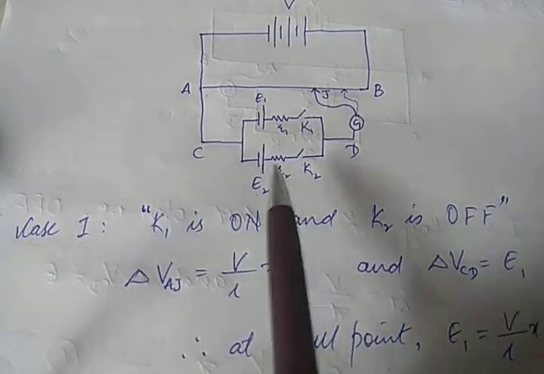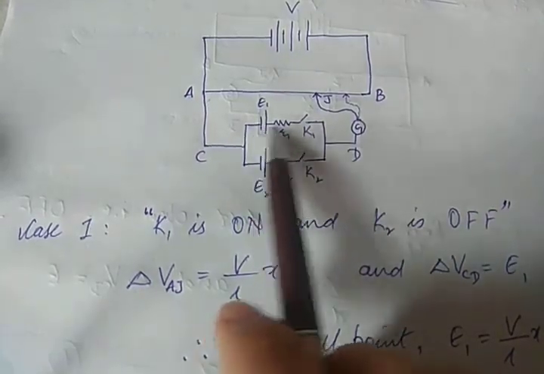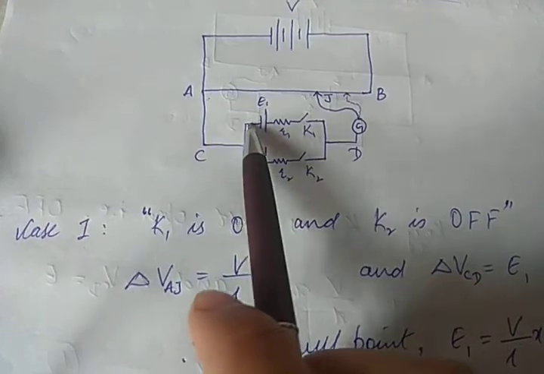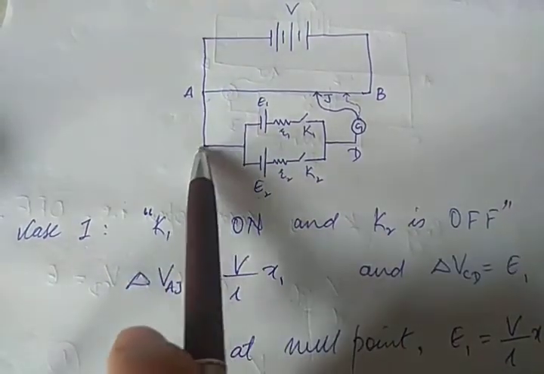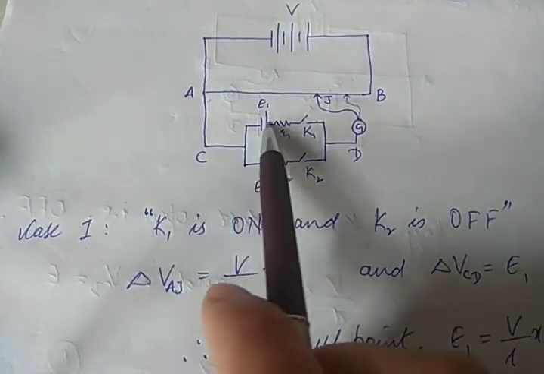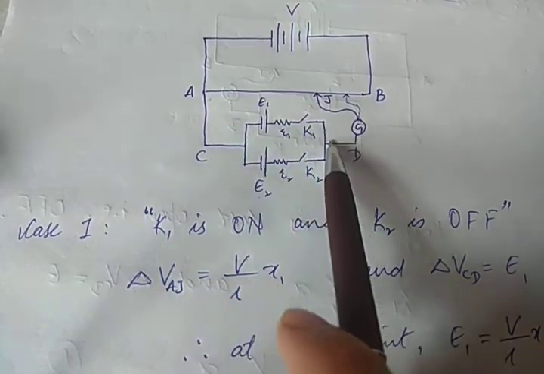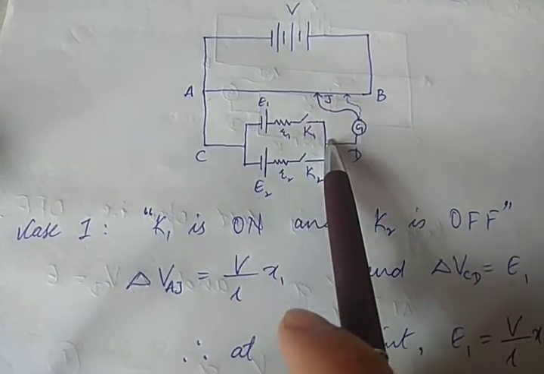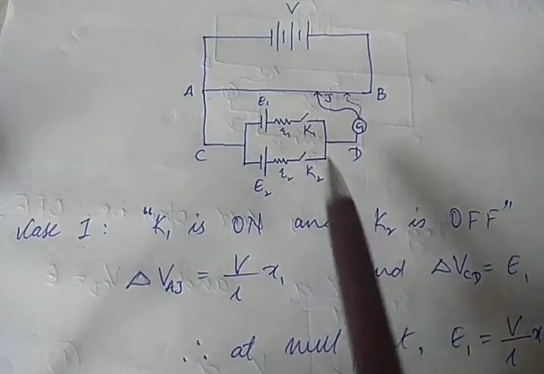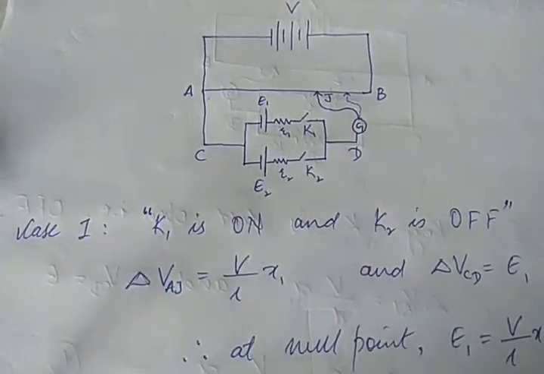So to say, only this E1 is coming into play right now. Only the first cell is coming into play. If there's any current flowing through the lower circuit, it is flowing through E1. So from A, current comes to C, and goes through this upper arm because K1 is closed, and flows to the galvanometer. This is not playing any role whatsoever when this is the case, remember.